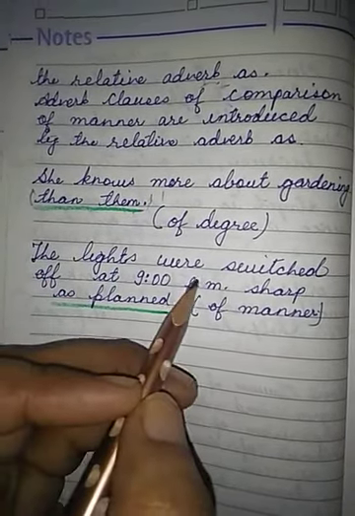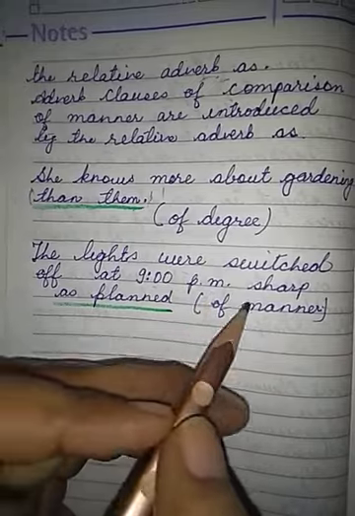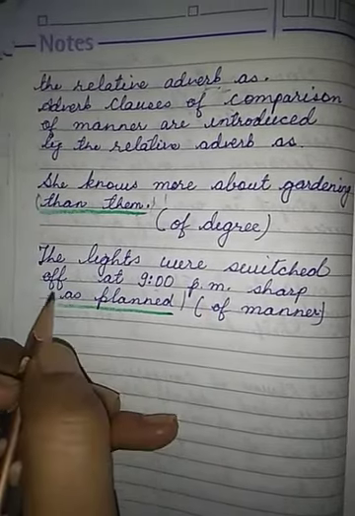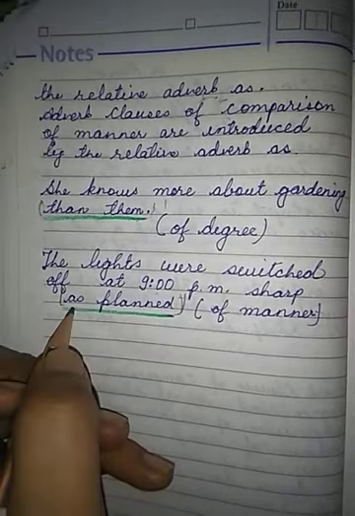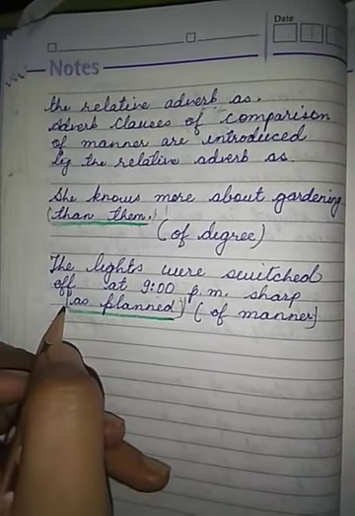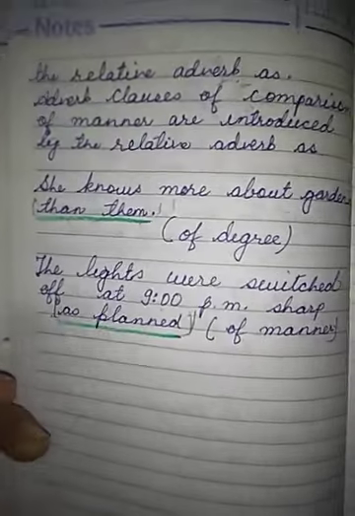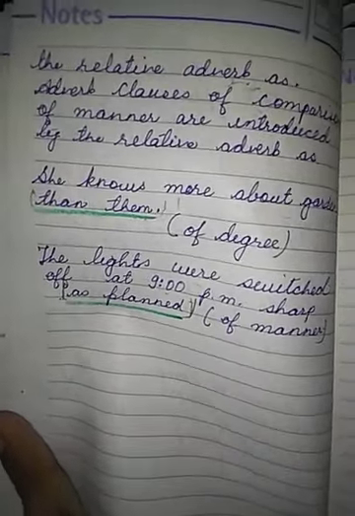The lights were switched off at 9 p.m. sharp as planned. As planned is the manner, showing the manner of the verb. So this group of words is an adverb clause of manner. Okay, thank you.